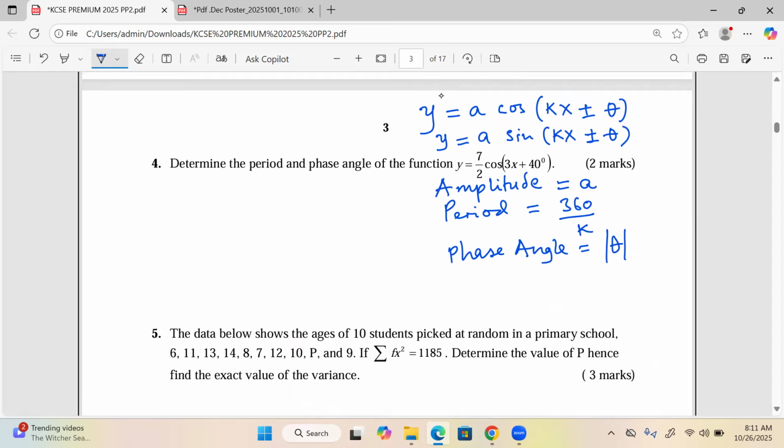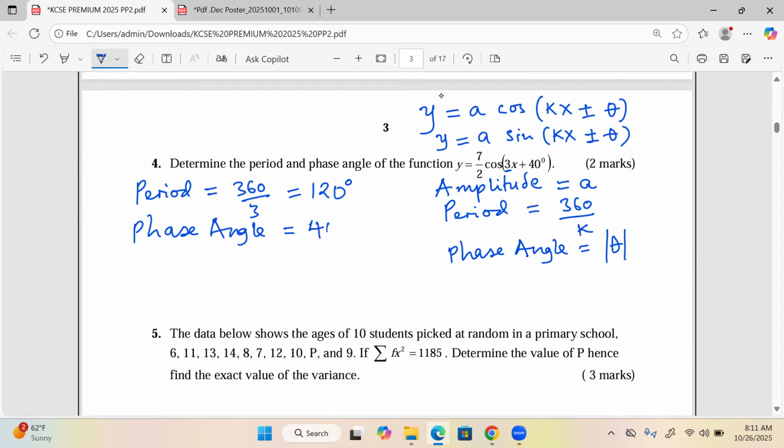So with this analysis now, we should be able to work out number 4 for the 2 marks by saying that the period equals to 360 divided by 3, giving us 120 degrees. Then the phase angle equals to exactly 40 degrees. Just that, you get your 2 marks. So you're supposed to know these analysis.